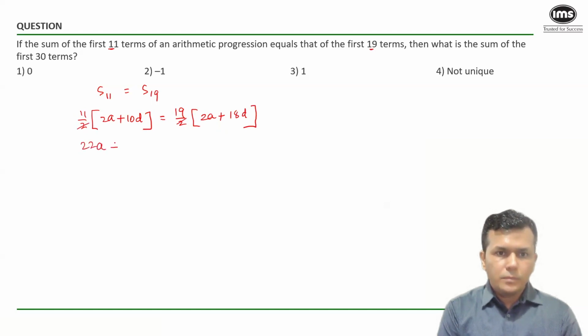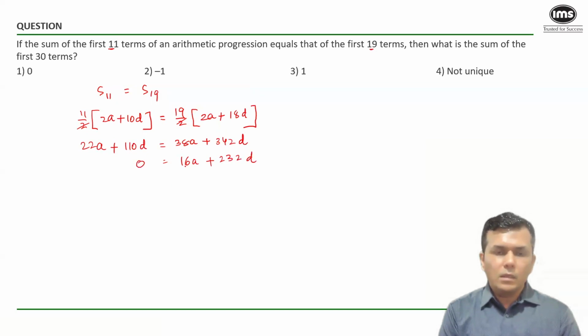22a plus 110d is equal to 38a plus 19 into 18, which is 342d. 38 minus 22, so it's going to be 16a plus 342 minus 110, so that is 232d, and that's equal to 0. If I take 8 common from this, I'm going to get 2a plus 29d is equal to 0. Let's park it over here.